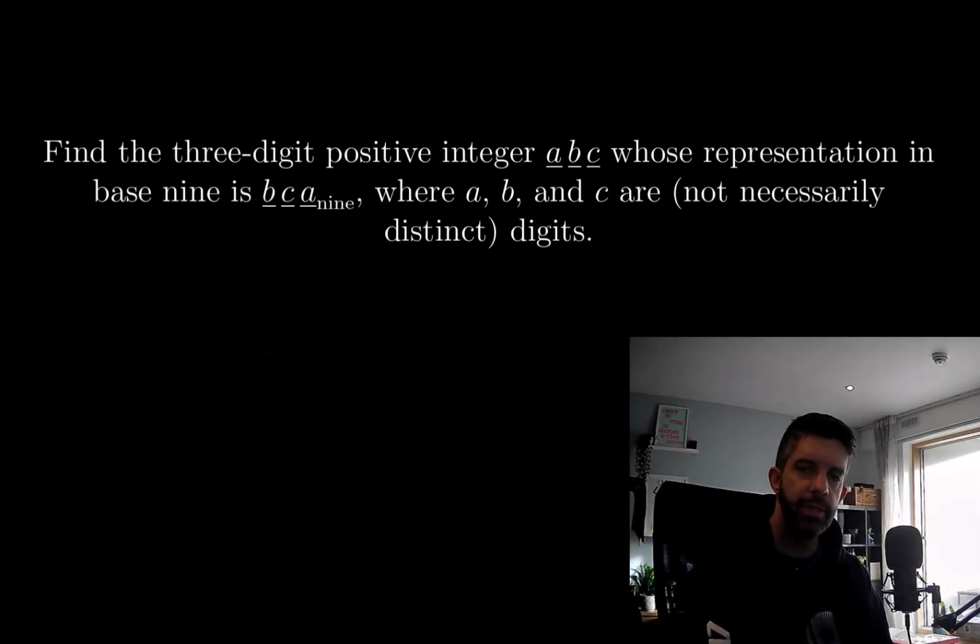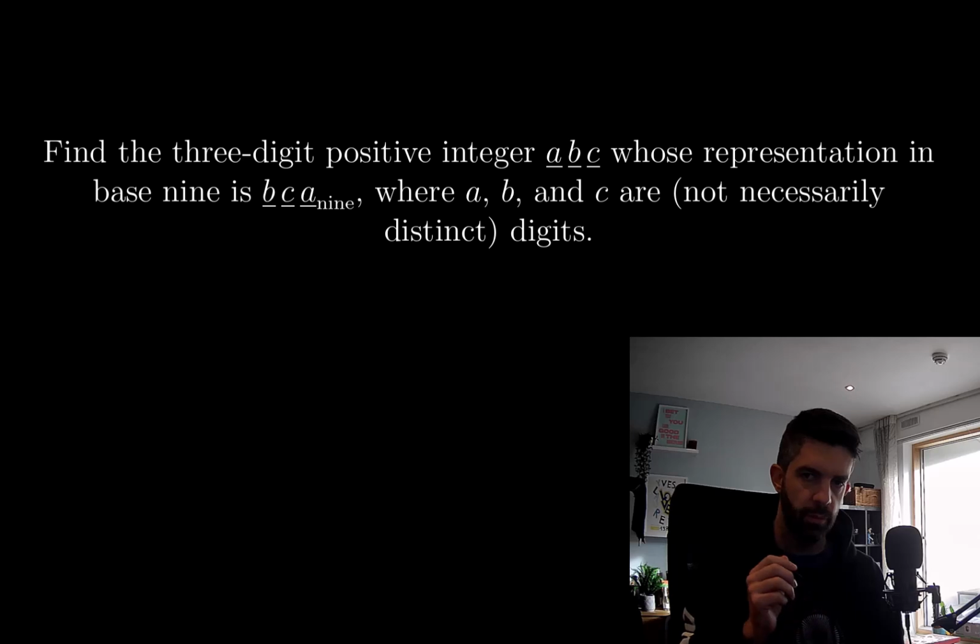Find the 3-digit positive integer represented by a, b, and c, whose representation in base 9 is BCA, where a, b, and c are not necessarily distinct digits. Okay, so we're looking for an integer n, which is equal to, I'll write it the way they do. I've used this notation before as well.